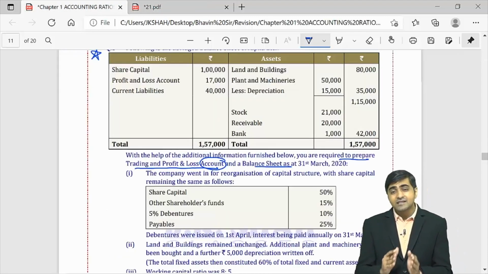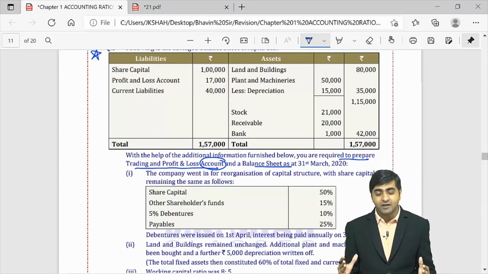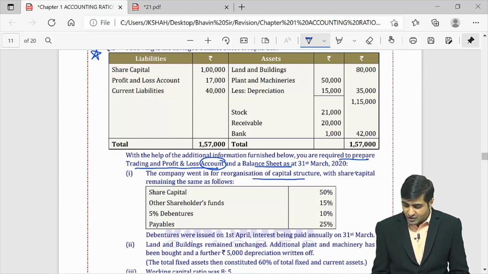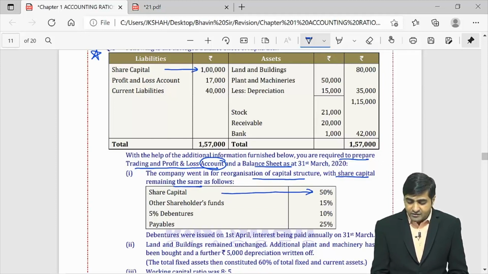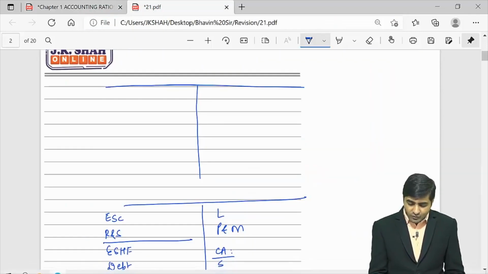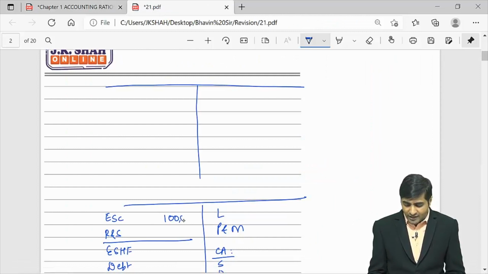And then we have to start with the figures which are readily available. Now, as you can check in this particular question, they have told you that the company went into reorganization with share capital remaining the same. So guys, we know that the share capital is going to remain the same. This share capital is nothing but your 1 lakh rupees. So we can first start with share capital of 1 lakh rupees.